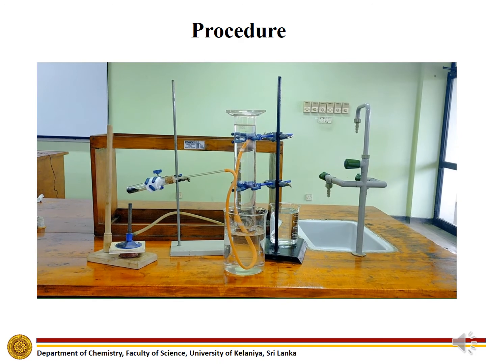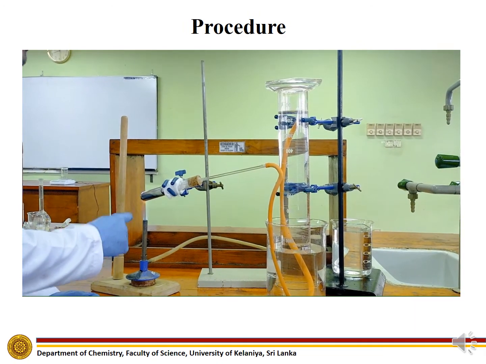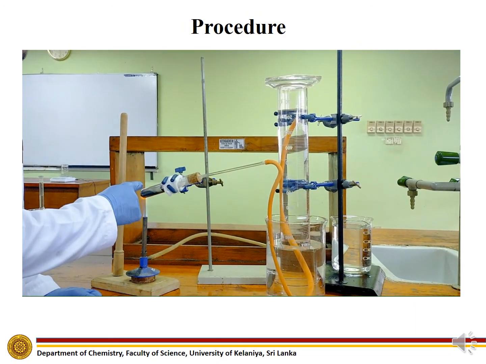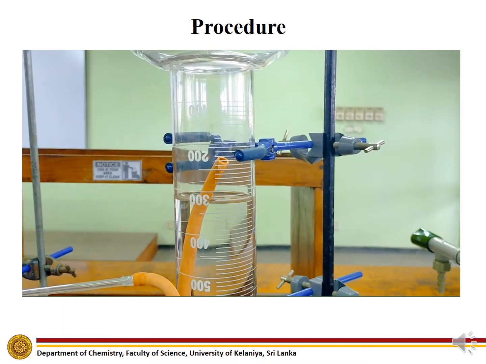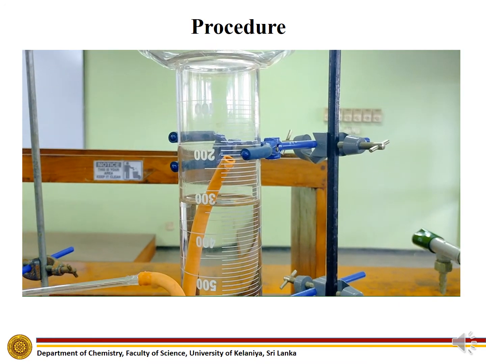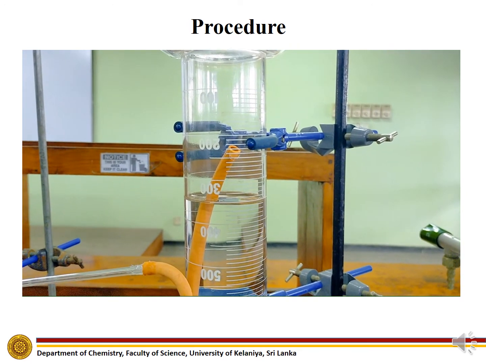Set up the apparatus as shown here and gently heat the boiling tube. Continue heating until amount of water displaced due to oxygen gas is about 350 milliliters to 400 milliliters. Then allow the boiling tube to cool down to room temperature.